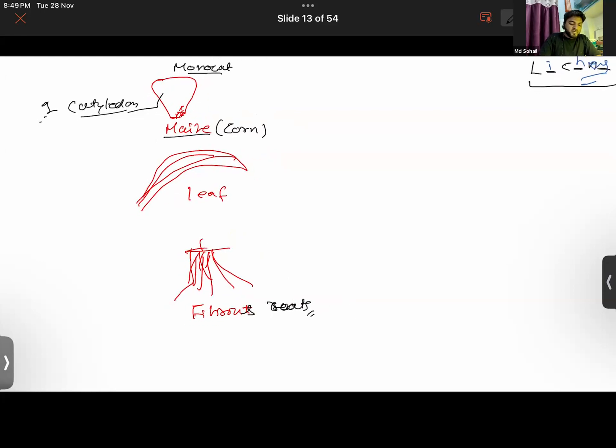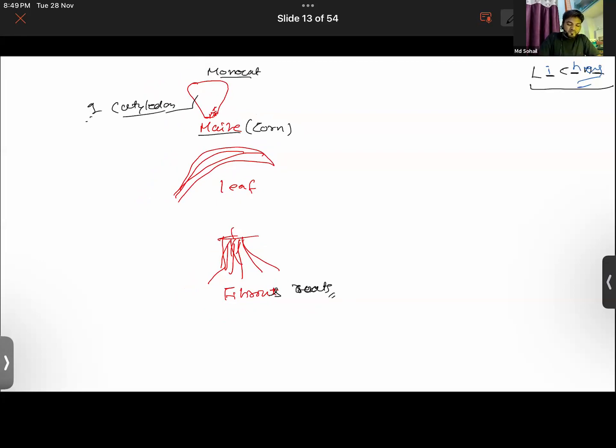Then if you look at the flowers of the monocot plants, they will be like this: 1, 2, 3, 4, 5, and 6. How many petals are there? Count them: 1, 2, 3, 4, 5, 6. In some, it could be 3 also, like this. In some, there could be 9 petals also. Similarly, other parts will also be in multiples of 3. So the parts of the flowers are in multiples of 3. Getting it or not?